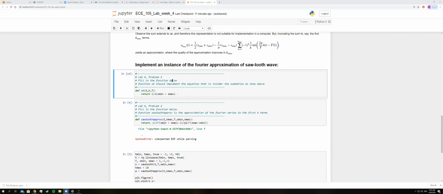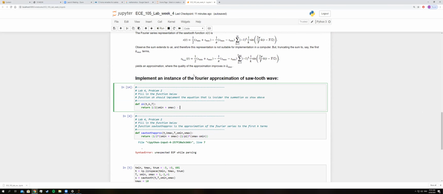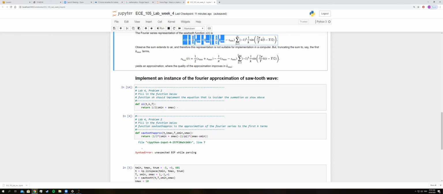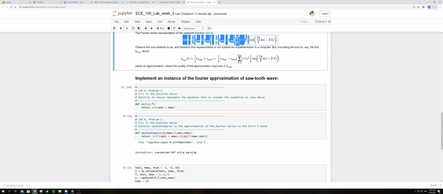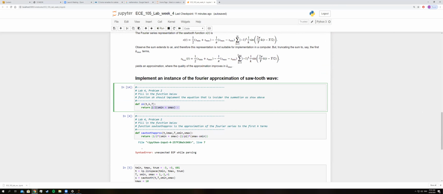Okay, can you hear me? Yeah. All right, so I have kind of a dumb question right here. When we're implementing the instance of the Fourier approximation of the sawtooth here, we're not actually using this part, we're going to be using this part right here. No, we are using everything. What we're doing is, in this function sk, we're just writing this part of the equation inside the summation. That's all, inside the summation. Oh, so this part right here. Yes, exactly. That's what goes into sk, and then you call sk into the sawtooth approximation where you include the other terms as well.